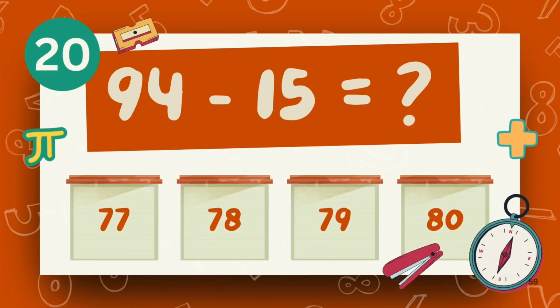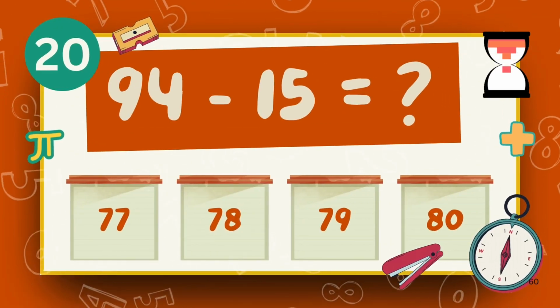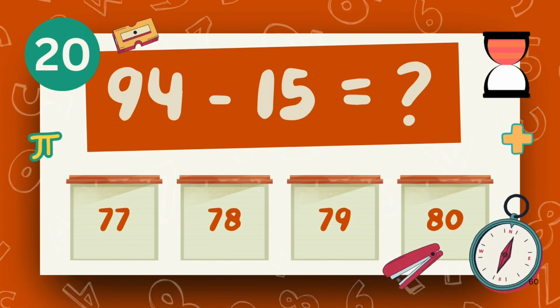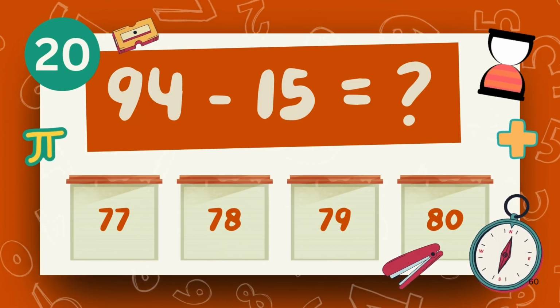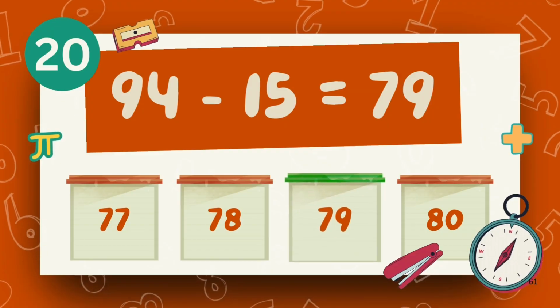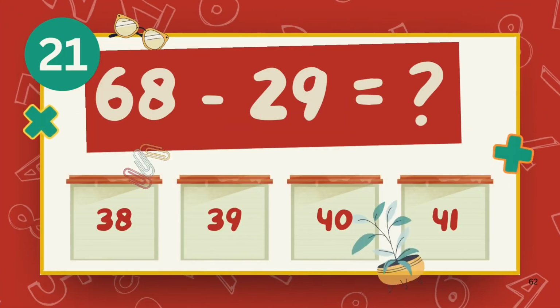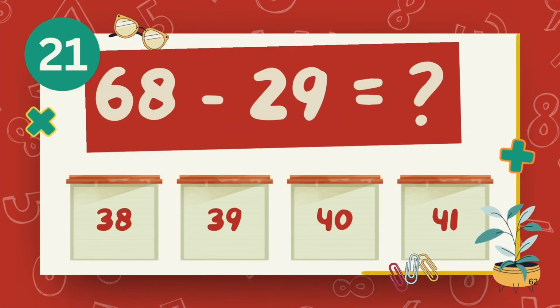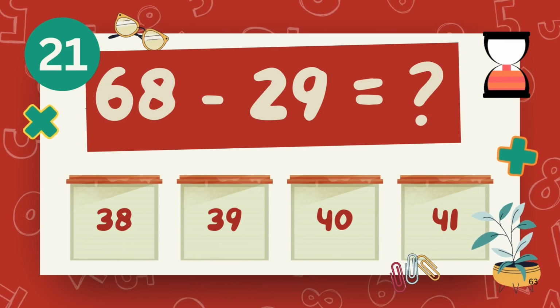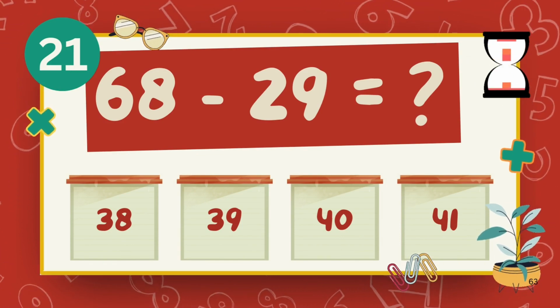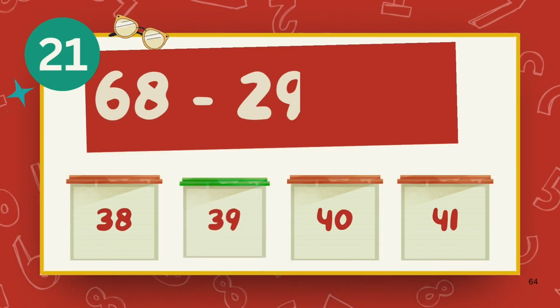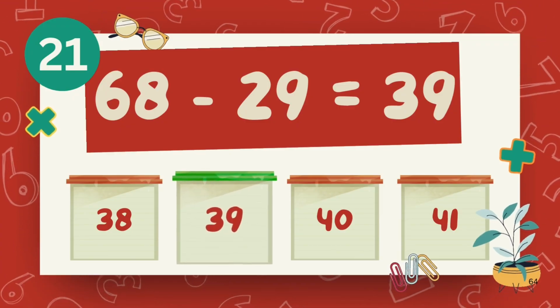What is 94 minus 15? The answer is 79. What is 68 minus 29? The answer is 39.